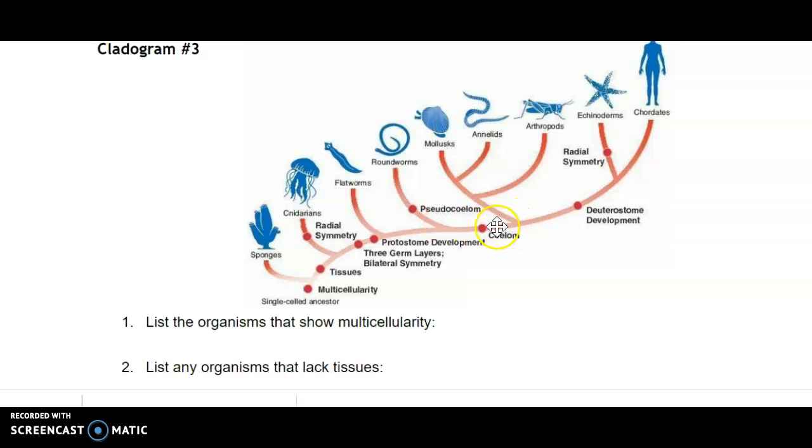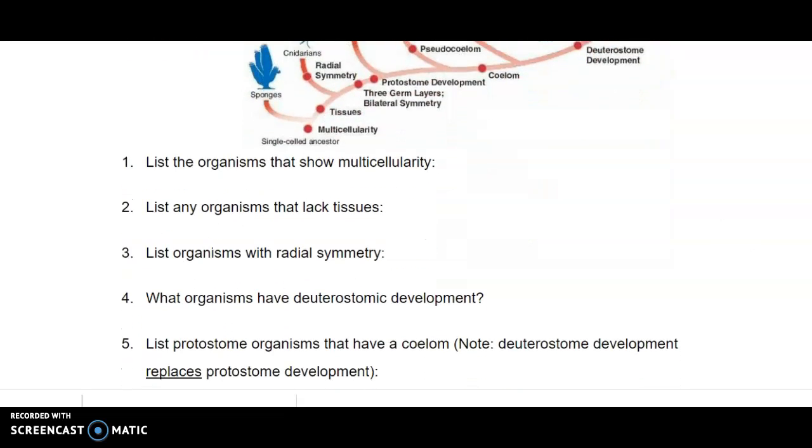So the only ones that would have a coelom would be the ones off of this branch, because at this point the deuterostome is going to replace the protostome. So these are all protostomes up until this point. The ones that have a coelom, that's just going to be this little branch right here, this clade. The mollusk, annelids, and arthropods, that clade right there, would be protostomes with a coelom. And after that, deuterostomes would take over. And that's that.